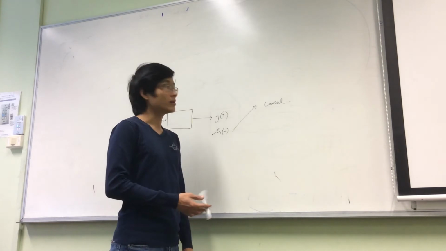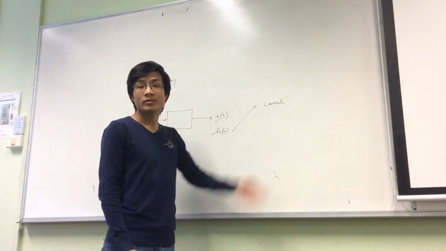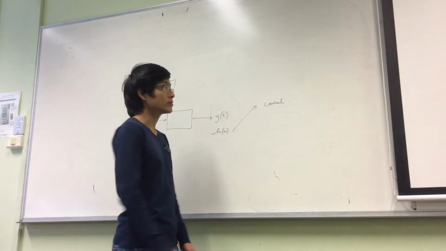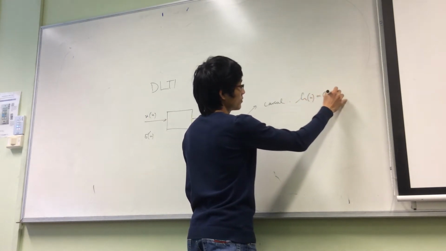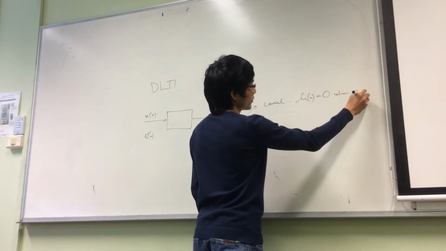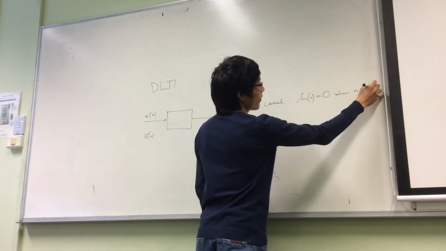The rules for the causal? Yeah, what is the rule of causal? h[n] equals 0 when n is smaller than 0.